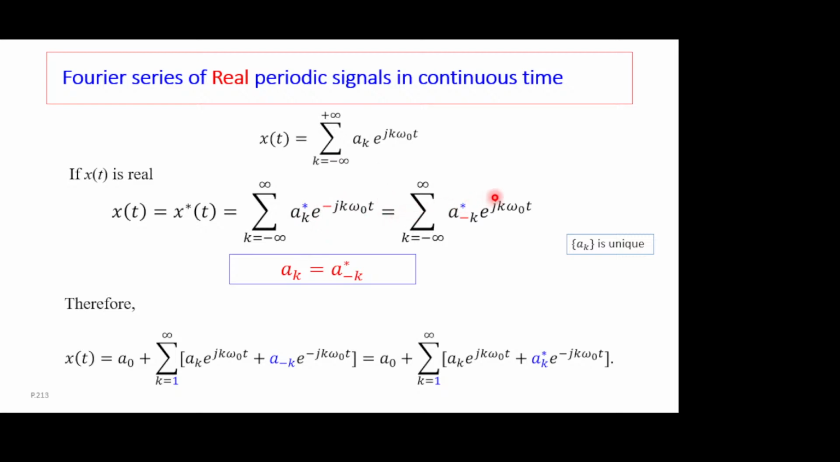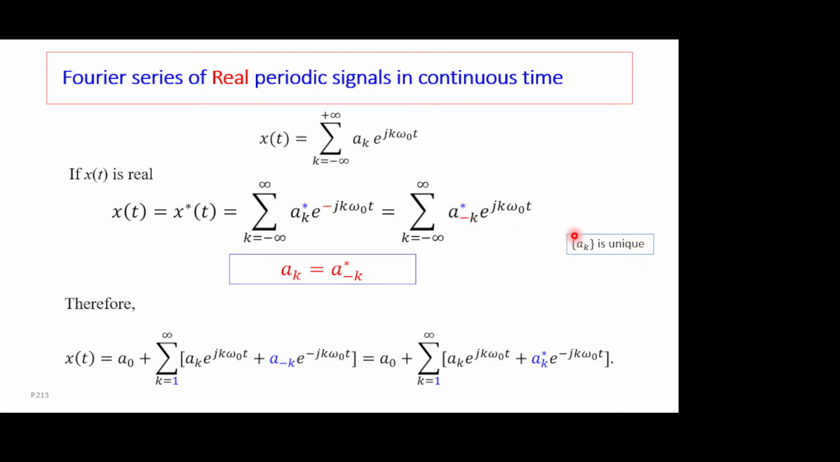But we want to compare this to our original form where we don't have a minus sign here. So we do a change of variable: we change k to minus k. Then the minus sign cancels out, and a_k star becomes a star sub minus k, and the summation for k is still minus infinity to infinity. So we see that x of t equals this summation, a very similar form, but instead of a_k, you have a star sub minus k.